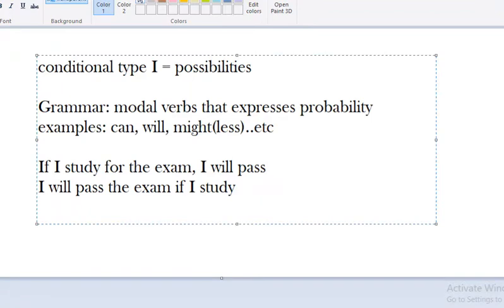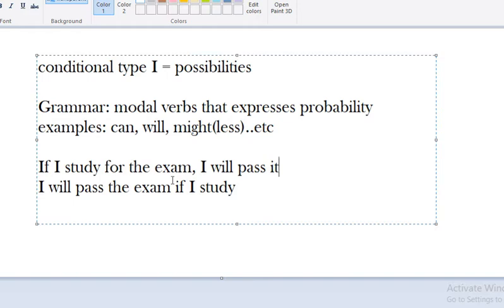And here is the explanation of the conditional type 1: to express possibilities. It's exactly the same, two sentences, the condition and the result, and in grammar we use modal verbs that express probabilities, such as can, will, might, or may. For example, if I study for the exam, I will pass. I will pass the exam if I study.